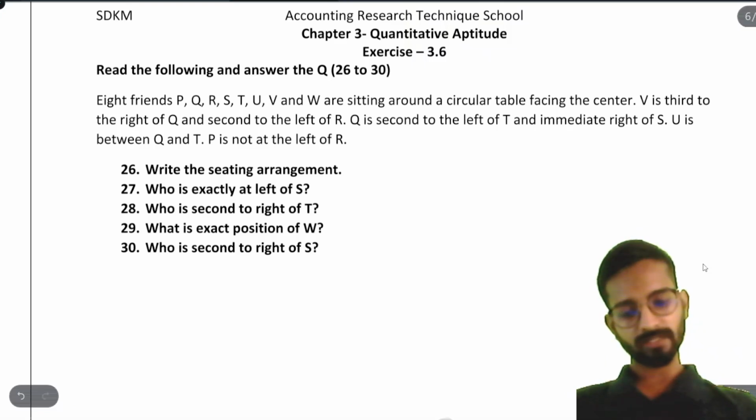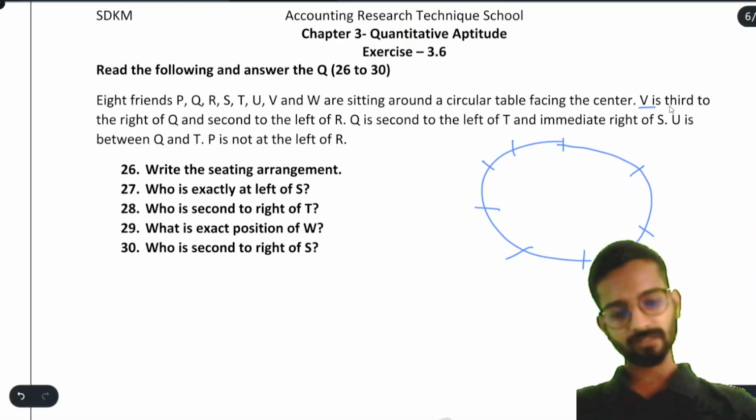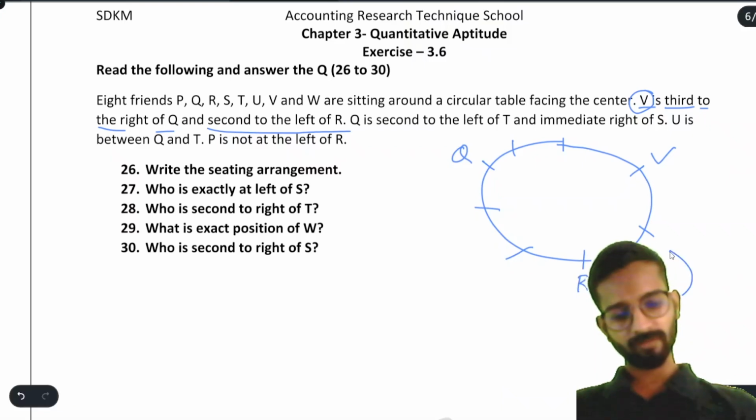8 friends P, Q, R, S, T, U, V, W are sitting around a circular table facing the center. So 8 people are there. 1, 2, 3, 4, 5, 6, 7, 8. V is third to the right of Q. So if I say Q is here, V is third, so V will be here to the right of Q. And V is again second to the left of R. So R will be here. Left will be 1 left, 2 left. Simple.